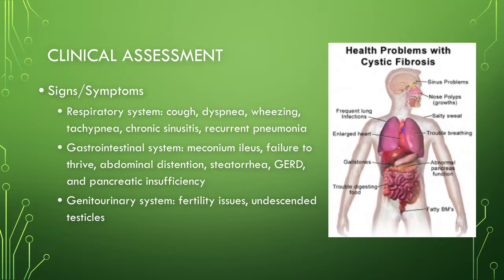Children will often show signs of wheezing and tachypnea associated with episodes of bronchiolitis. Other significant respiratory symptoms include progressive dyspnea, recurrent pneumonia or sinusitis, and hemoptysis.